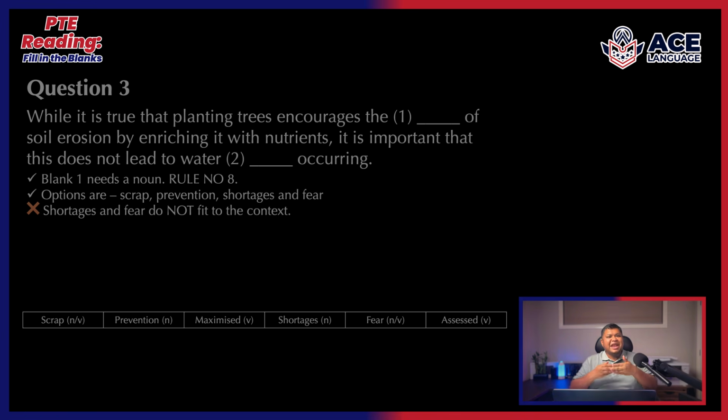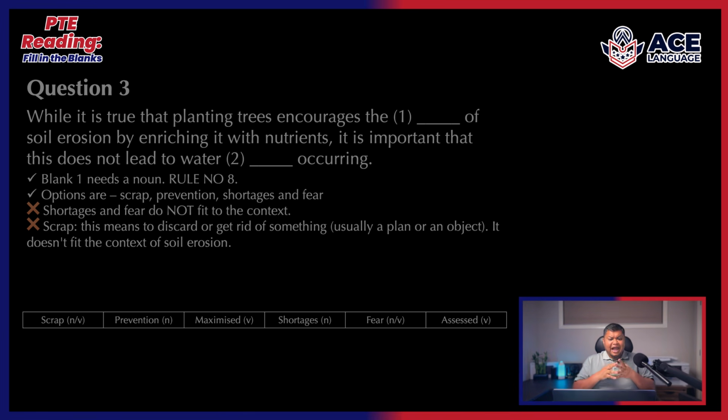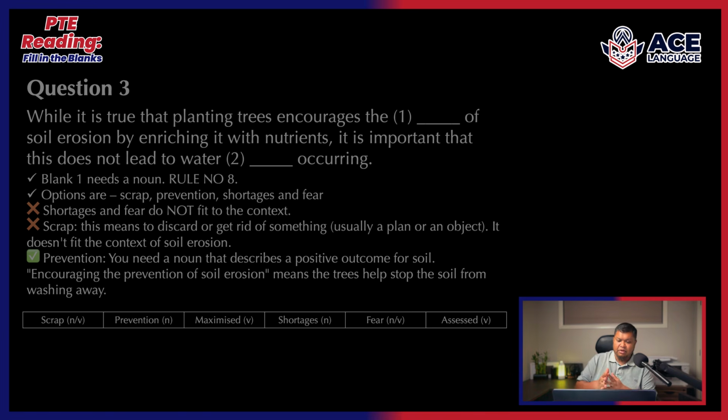In the same way, you cannot really encourage the fear. Fear can increase or decrease, but you cannot really encourage it, right? And the option is scrap. This means discard or get rid of something. I cannot say encourage the scrap. That would mean encourage the discarding of something. Makes no sense at all. The option here is prevention. First of all, I need a noun that describes a positive outcome for soil, not really soil erosion, because I'm planting trees. That means I am thinking about not having soil erosion, right? That's why the option will be prevention.